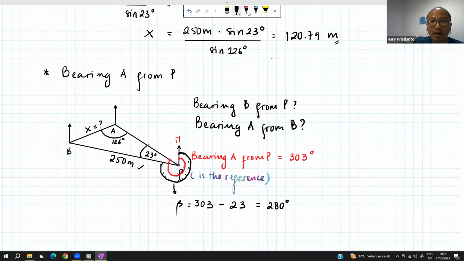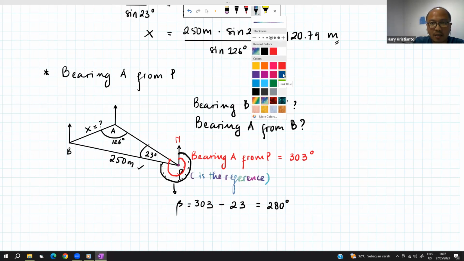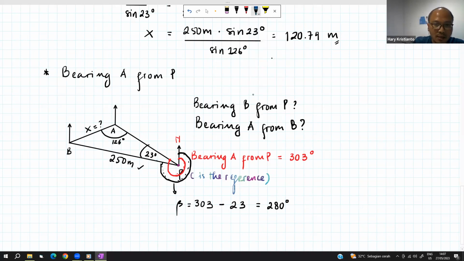Correct? And at the same time, for the next question, I know that this one is simply, let me call it gamma. So gamma is just simply 360 degrees minus 280 degrees, which is 80 degrees. Do you agree with me? This angle gamma is 80 degrees. Yes, sir.